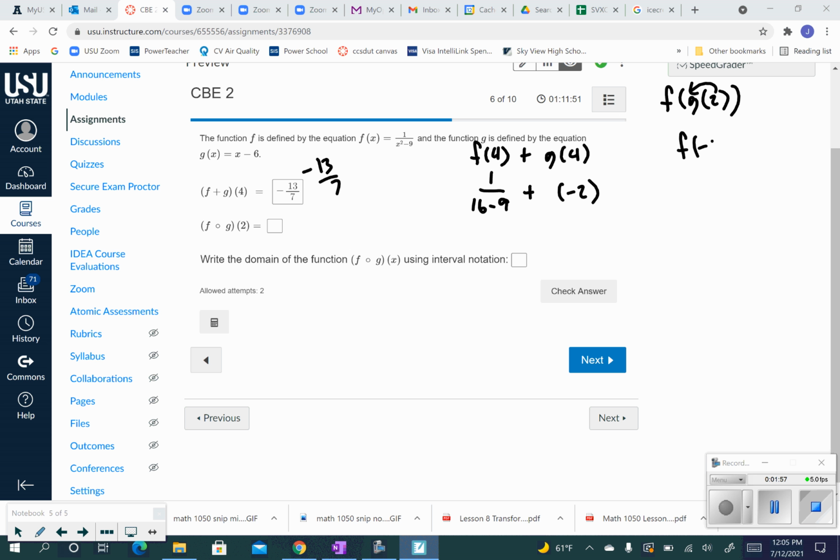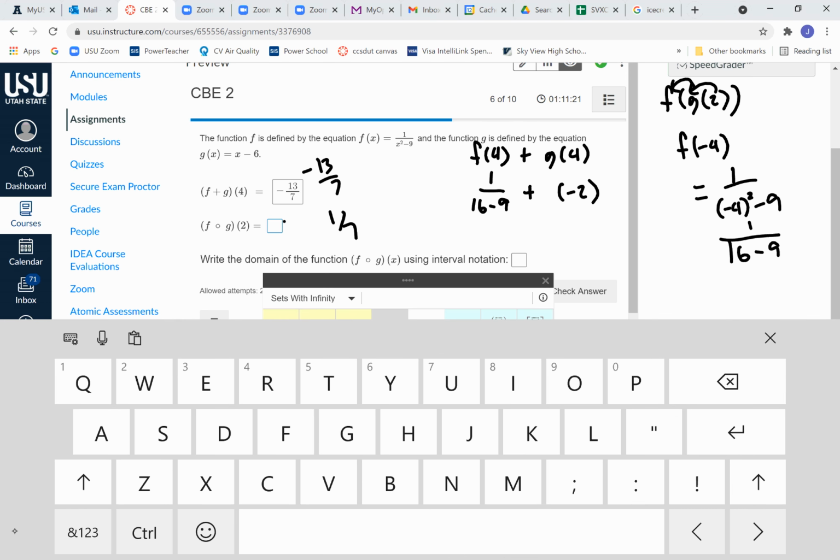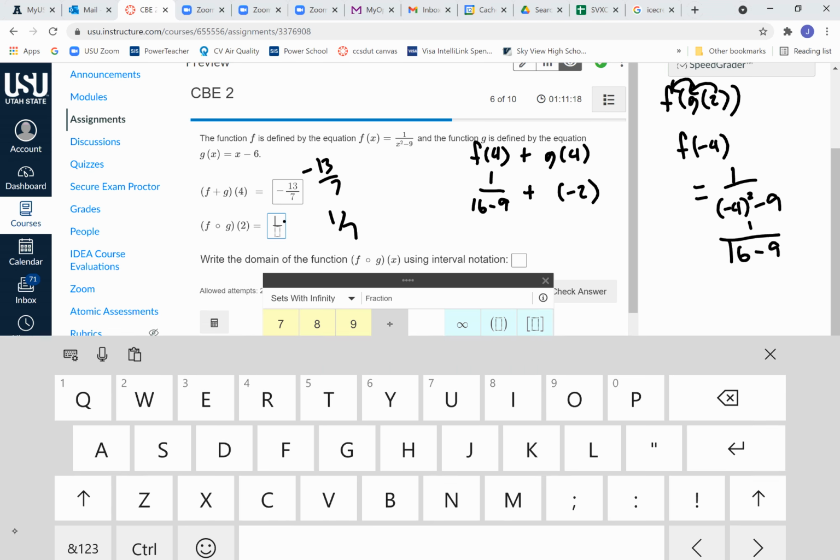So I have f of negative 4. Now I got to take what I got out and plug it into f. So if I plug that in f, I get 1 over negative 4 squared minus 9. So that's 16 minus 9. 1 over 16 minus 9. So that's what, 7? So 1/7. So let's put that in for our other solution. So those aren't bad. Those are just plugging numbers in there. The last one's the one that's a little bit trickier.